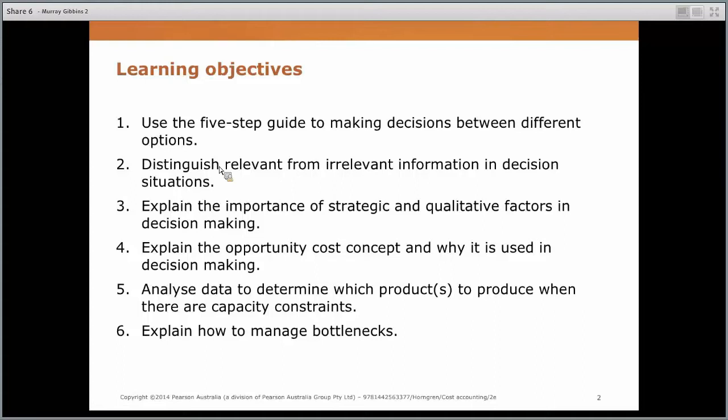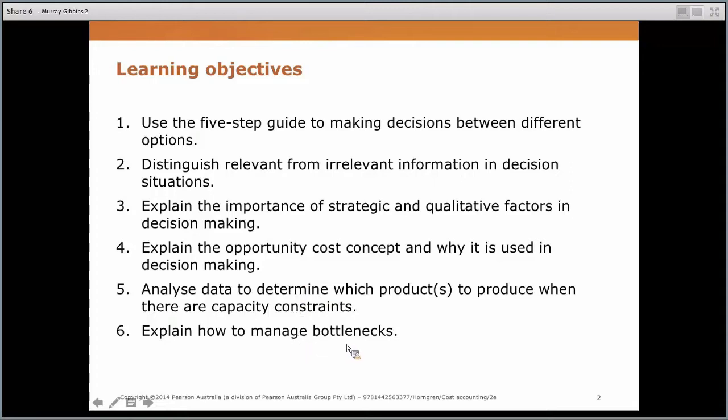So in this topic we'll be looking at what are the 5 steps. What sort of decisions are we going to be making? We're going to cover this thing called the opportunity cost. Looking at things like, should we buy the component part from a supplier, or should we make it ourselves? All those sorts of constraints.